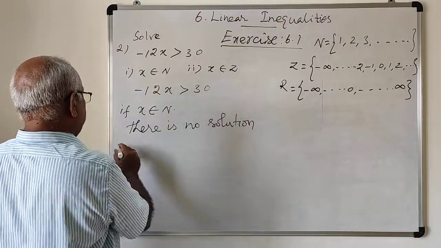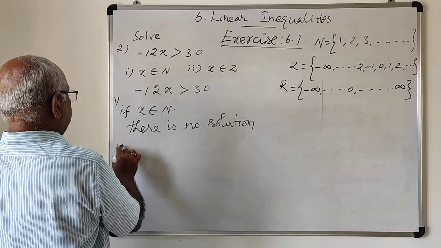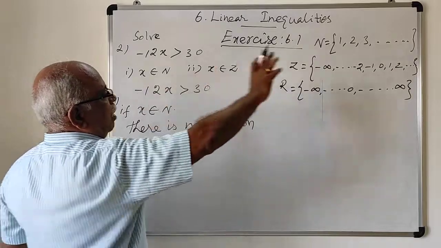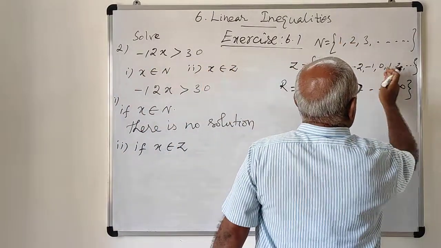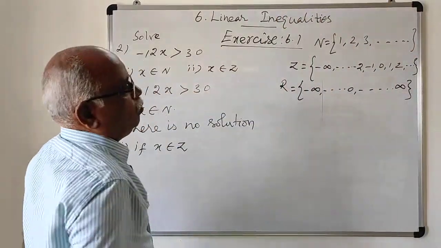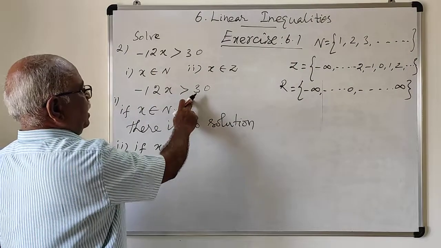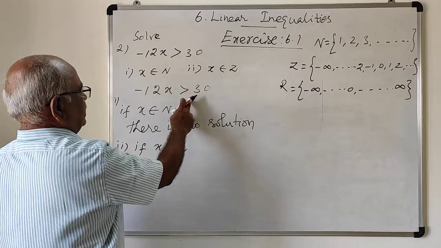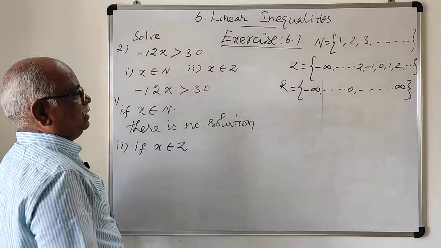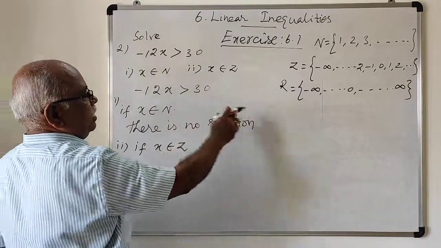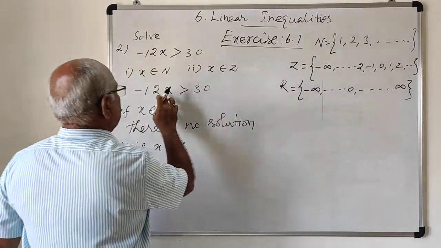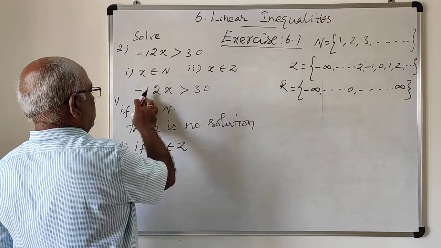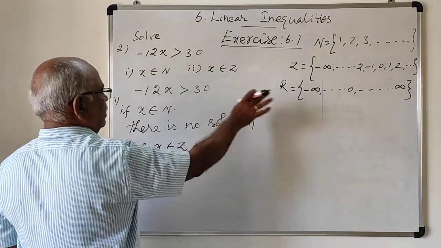Whereas in the case of the set of integers, second case, if x belongs to Z, positive numbers are not satisfying the inequality. Consider 0. 0 is also less than 30, so 0 is not satisfying the inequality. If you take x equal to minus 1, minus 1 into minus 12 plus 12, which is also less than 30, not satisfied.